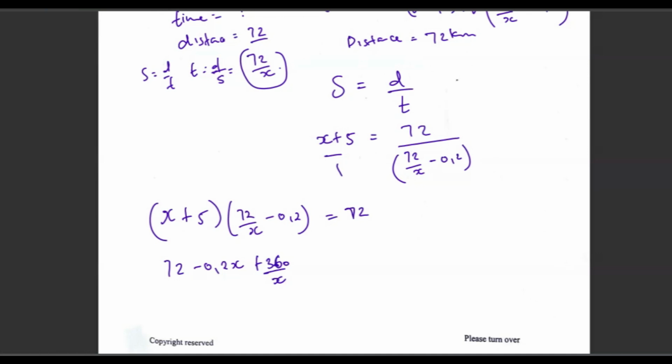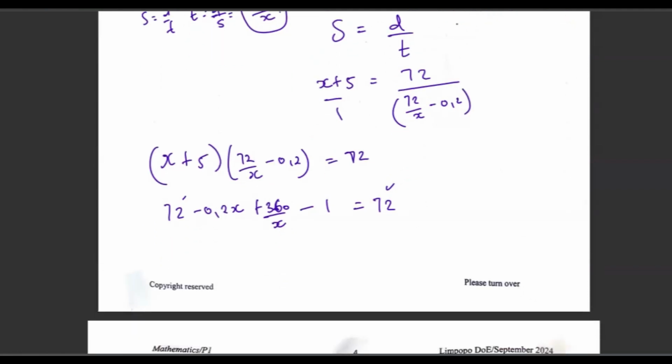360 over x. And then we are subtracting a 1, equating it to 72. Multiply through by x if we so wish, because 72 and 72 will cancel out. That is fine. Then what am I left with? I'll have negative 0.2x squared plus 360 minus x equals 0. Okay, so I'll have this sort of a quadratic.